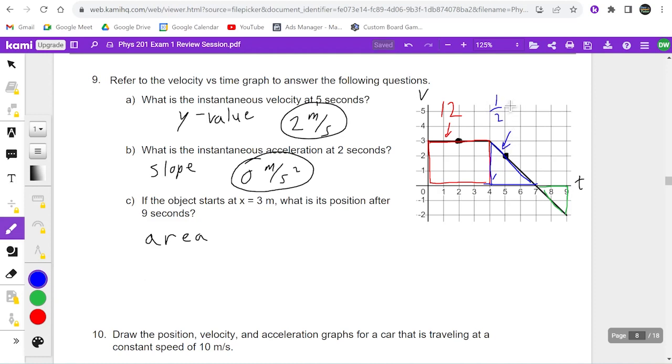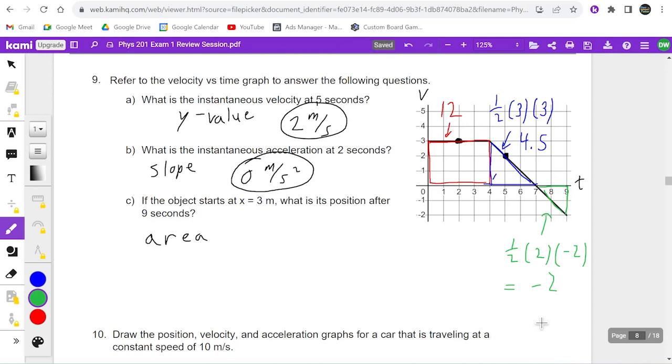So 12 there. For the triangle, that's 1/2 base times height. So 1/2 base is 3. Just count. 4 to 7 is 3. And then count up to 3. 1/2 times 3 times 3, that's 4.5. Easy. And then the last one, again, is a triangle. 1/2 base is, count it, 2. Height is -2. The negative matters. And you'll get -2 as your area.